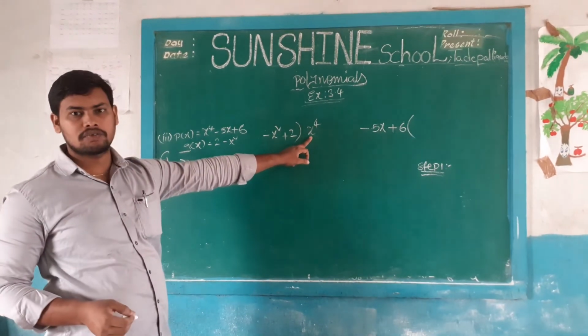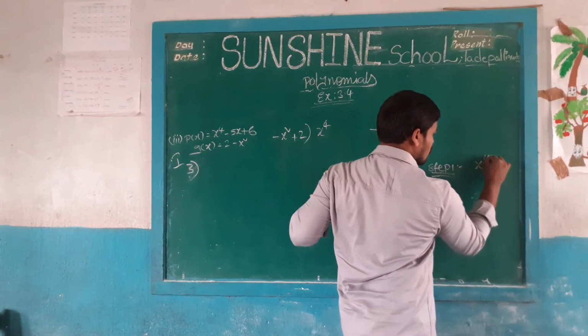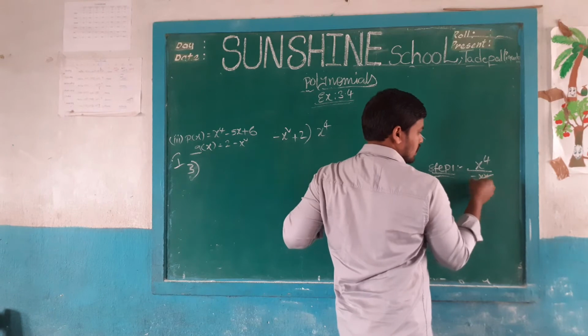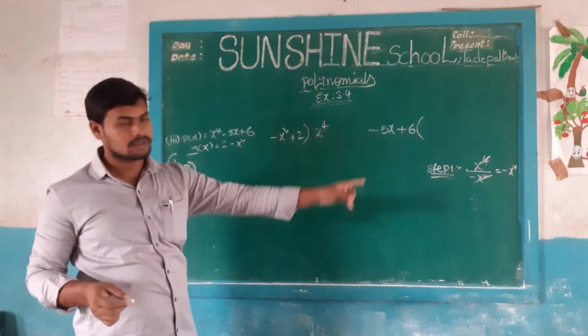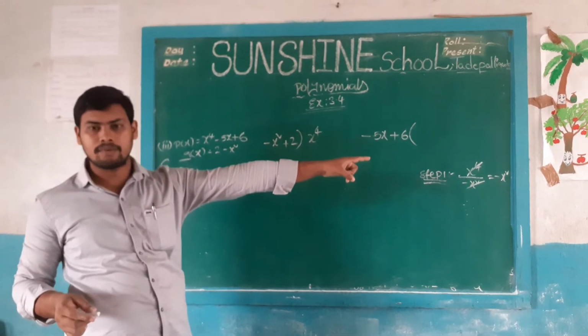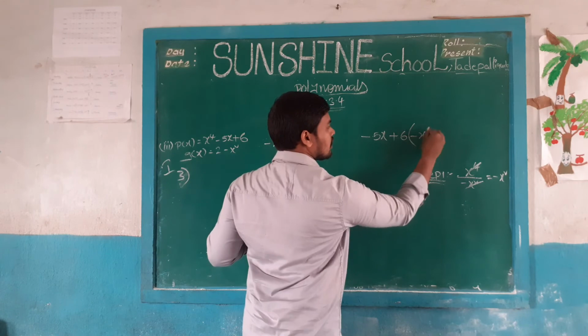What is the first value here? x power 4. x power 4 divided by minus x square equals minus x square. Okay? x power 4 divided by minus x square, that equals minus x square. Write down the minus x square here.